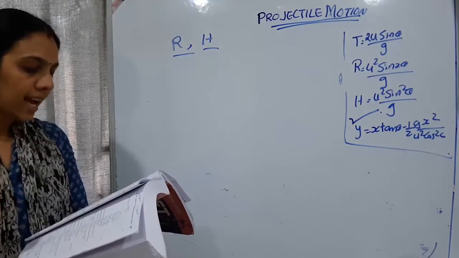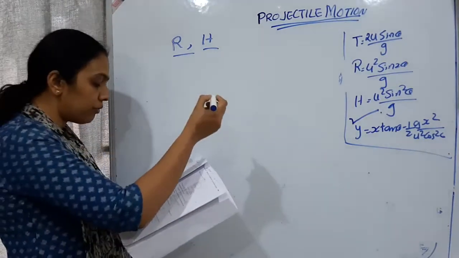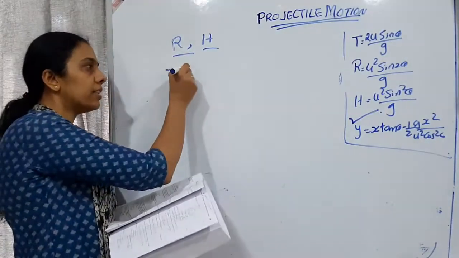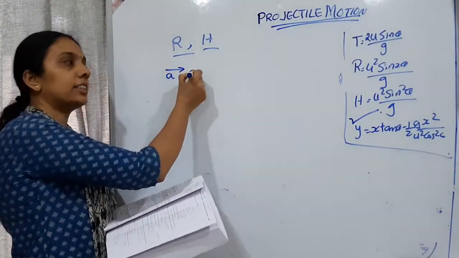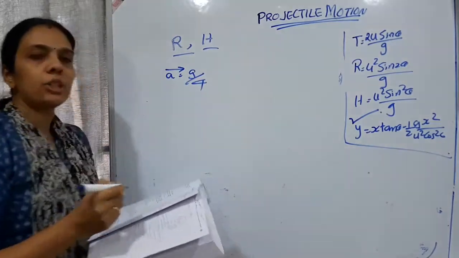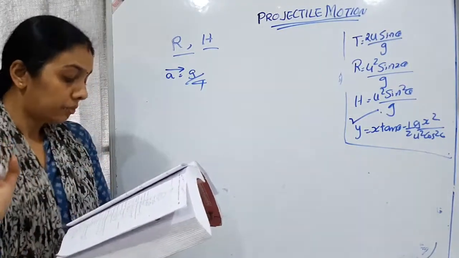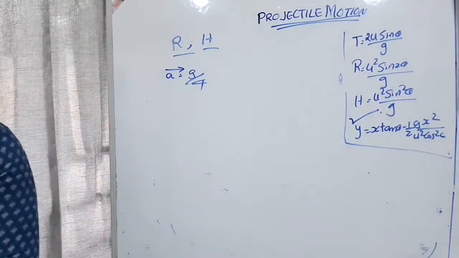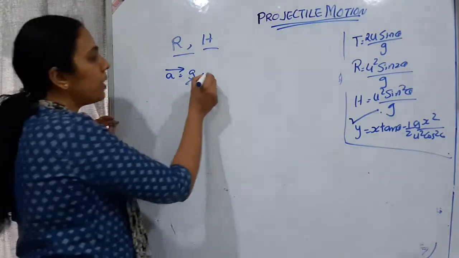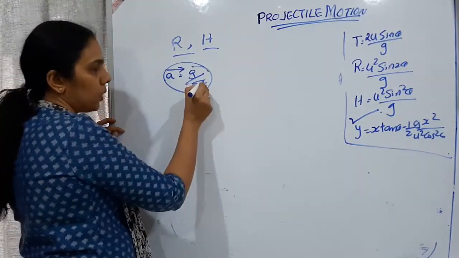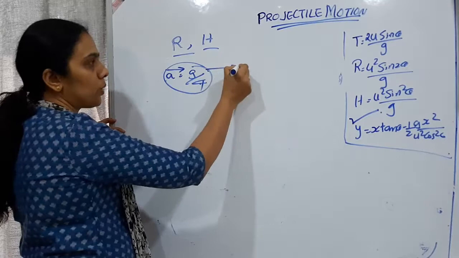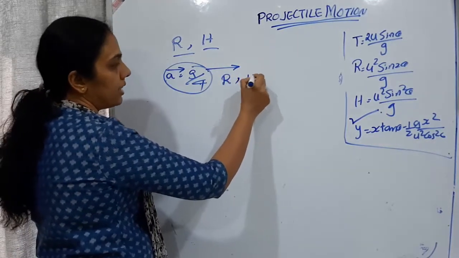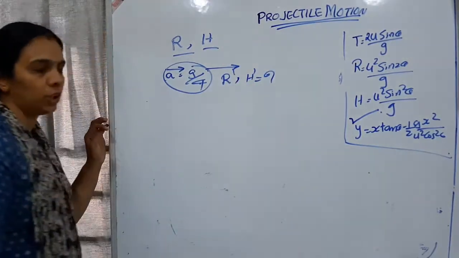If a constant acceleration a equals g by 4 is imparted to the projectile due to wind, because of the wind an extra acceleration g by 4 is imparted to the projectile, then its horizontal range and maximum height will be. We need to find out, if the wind is acting with this acceleration in the horizontal direction, what will be the horizontal range and maximum height. New range and new height we need to find out.